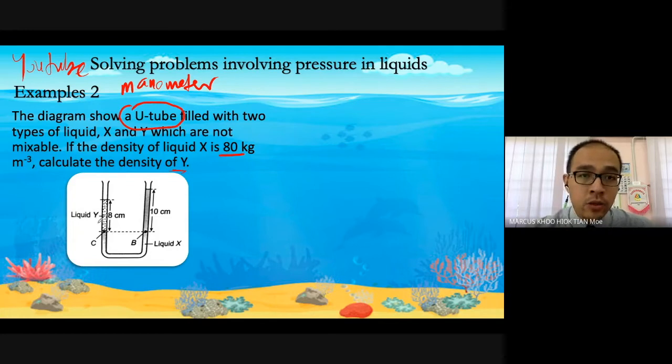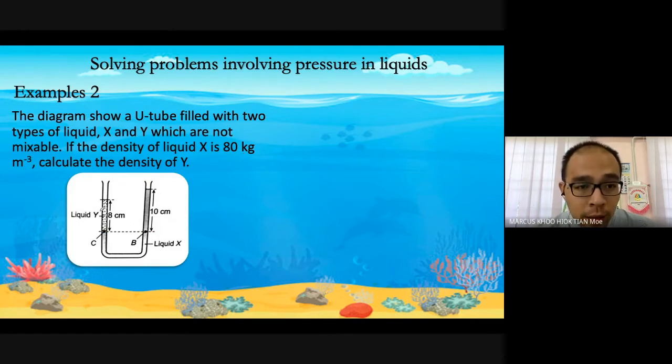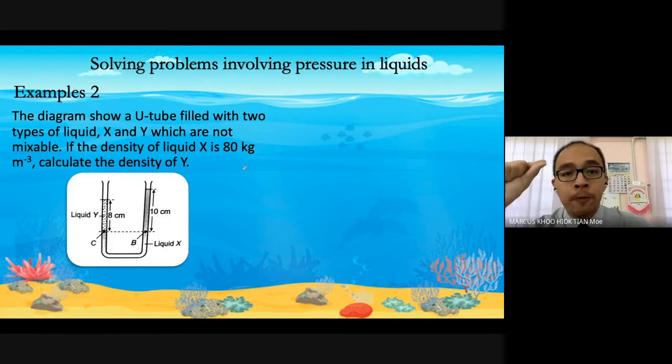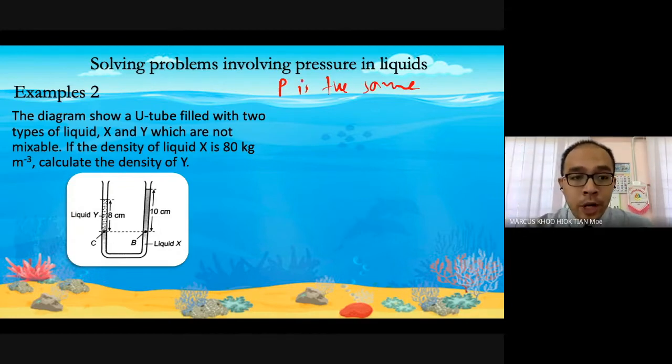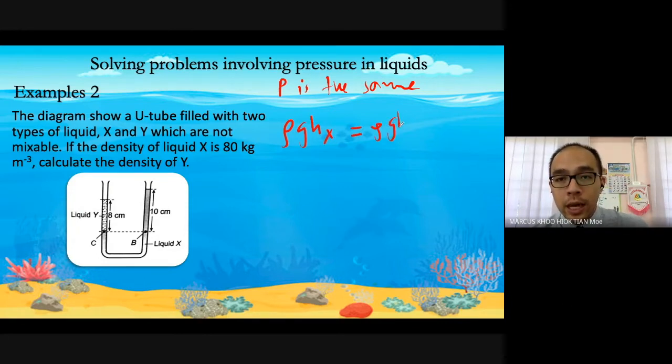The thing that I need to teach you is that at the level where liquid Y and liquid X meet, the pressure is the same. That's a very important thing. The pressure where they meet is the same. So that means rho GH for X must be equal to rho GH for Y.